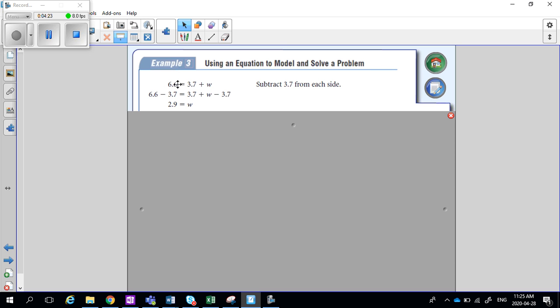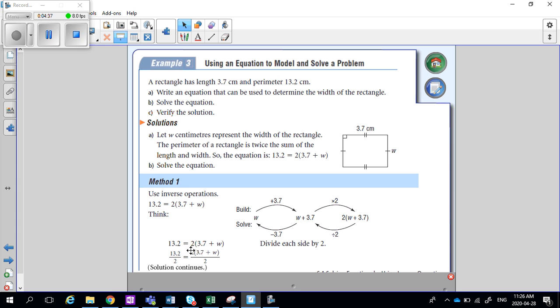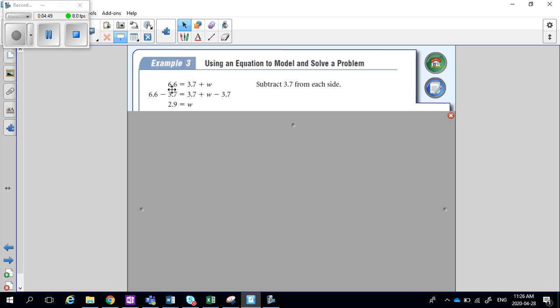Okay, so the one side divided by 2 was 6.6. The other side divided by 2 was 3.7 plus W, right? Because that used to have brackets around it. It said 2 times that. So when we divided by 2, really what happened was that 2 and that 2 right there sort of canceled out. 2 divided by 2 equals 1. So we're just left with 3.7 plus W. And the other side was 13.2 divided by 2. So we have 13.2 divided by 2 is 6.6, and then equals 3.7 plus W.